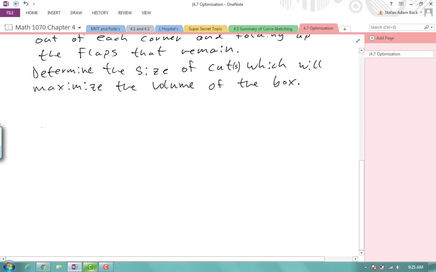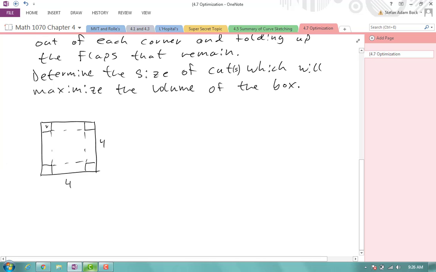So to start, we have a big square of material, and it's 4 feet on each side. And we're going to cut squares out of each corner like this. And then we're going to fold up the remaining flaps in order to form our box. So, since we want to maximize the volume of the box, that must mean that our objective is, of course, the volume of the box.